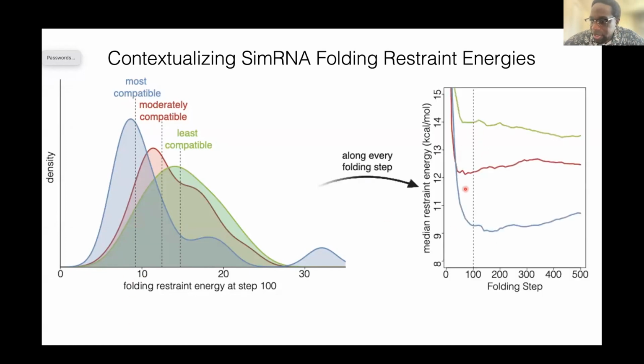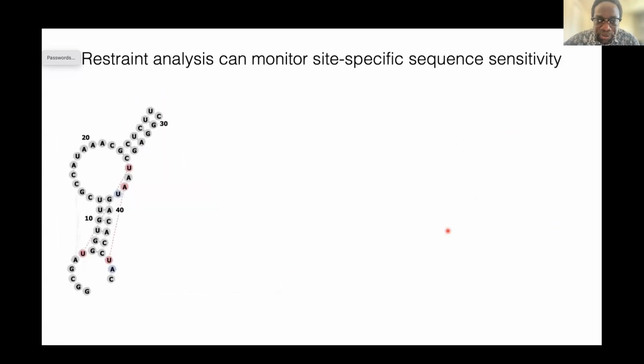If you were to draw a line at any folding step, you can make a plot like this, which shows you the restraint energy as a function of folding time. Cases where you have lower restraint energies correspond to cases that are most compatible with your target. You can imagine doing this kind of analysis to assess the quality of individual sequences, and that's what we attempted to do. I'm just going to walk you through an example here.